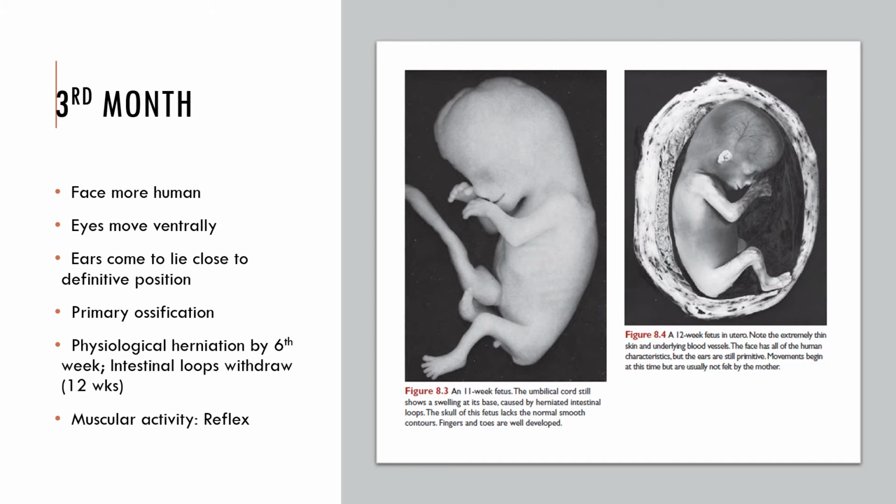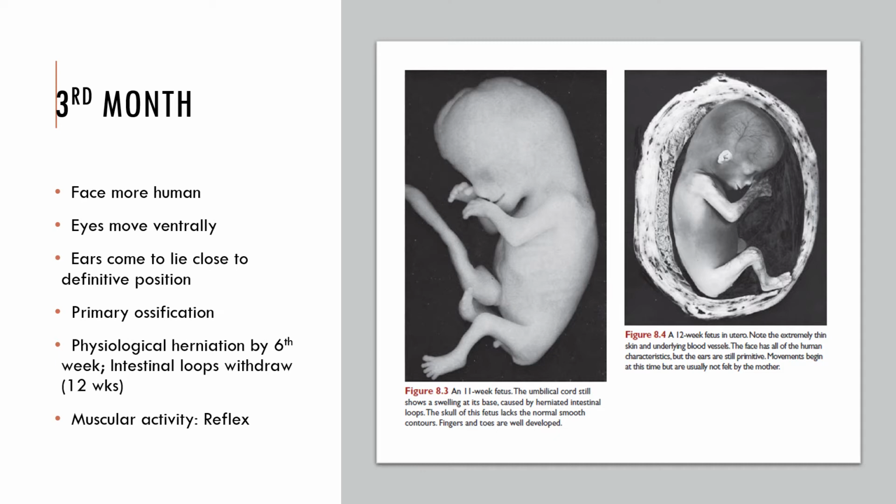During this time, the primary ossification centers are present in the long bones and skull by 12 weeks of development. By this time, around 12 weeks, the external genitalia will develop so that you could already determine the sex of the fetus through ultrasound.